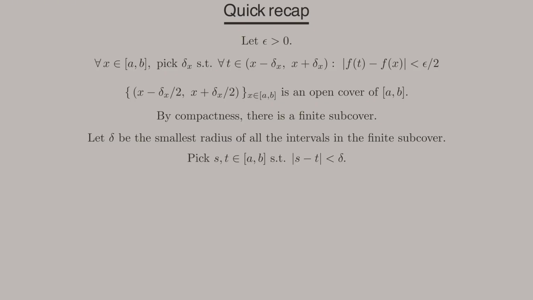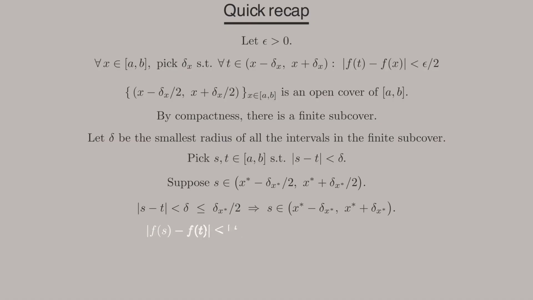Since it's compact, we can find a finite subcover, and since it's finite, we can take the minimum radius of all those open intervals and call that radius plain old delta. Finally, take 2 points in a to b, call them s and t, that are less than delta units apart. s must be in one of those delta sub x over 2 intervals, so s and t are both in the same original size delta sub x interval. Both s and t are within delta of x star, so their function values are both within epsilon over 2 of f of x star, and therefore their function values are within epsilon of each other, QED.